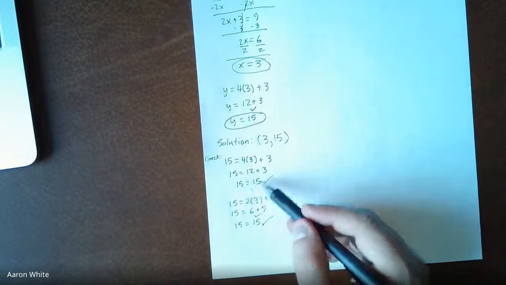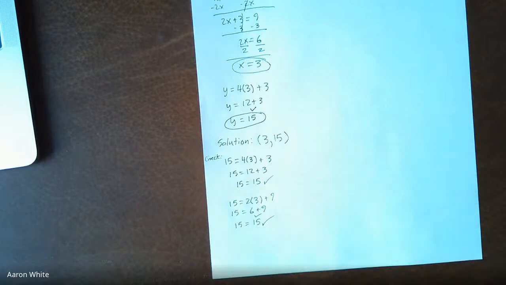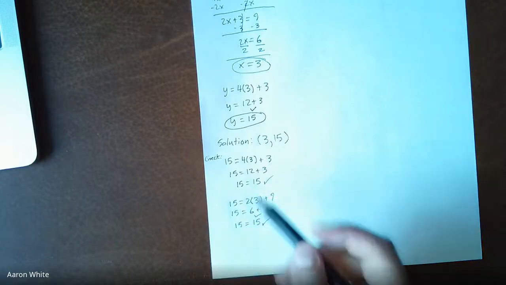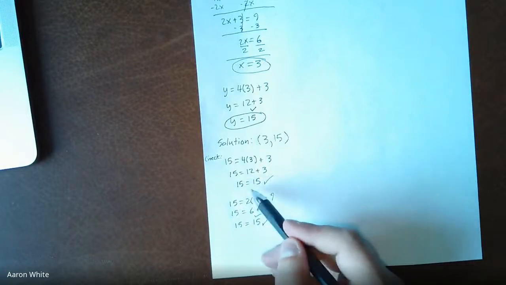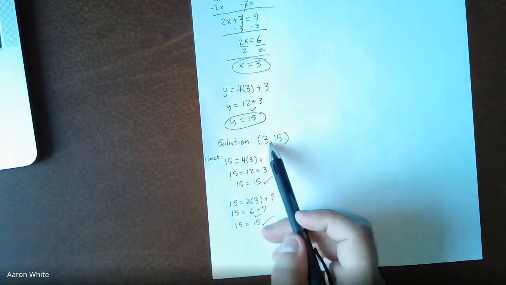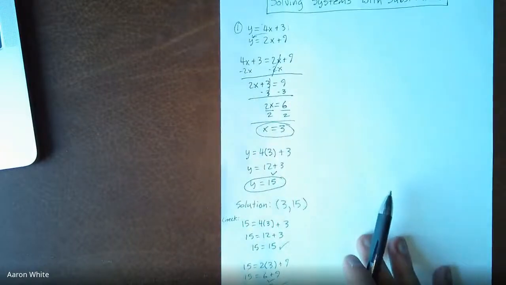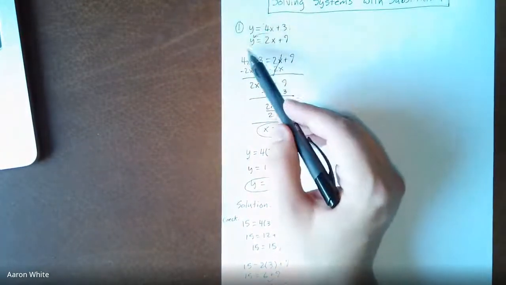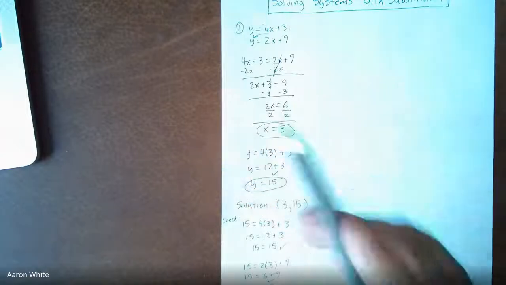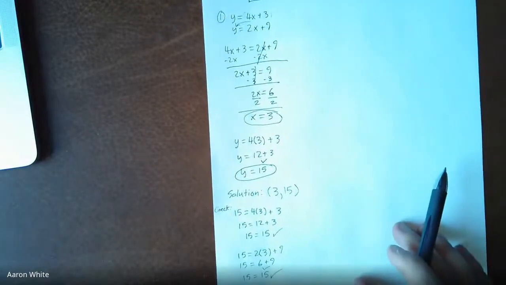When we get to the end result on both of these, we get a solution that's true. We get this final equation where we're showing that the left side and the right side are equal. So we know that (3, 15) is the solution to this given system, which again was these two equations. So now we're going to have you try question 2 on your own.